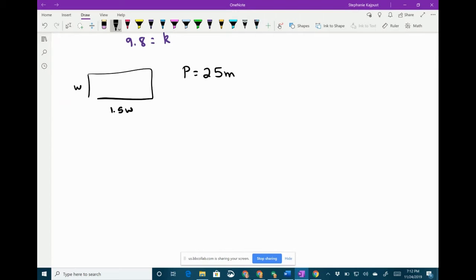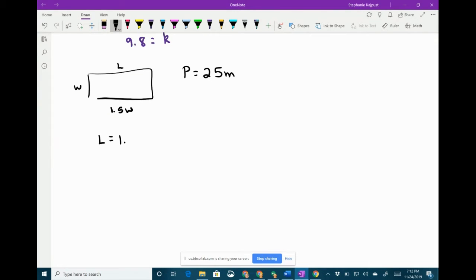So that's sort of what I have here. They say first to draw a diagram using width and length. So you would just have your width labeled as W, your length as L. Then it says to write L in terms of W. So what I have is the 1.5 W.